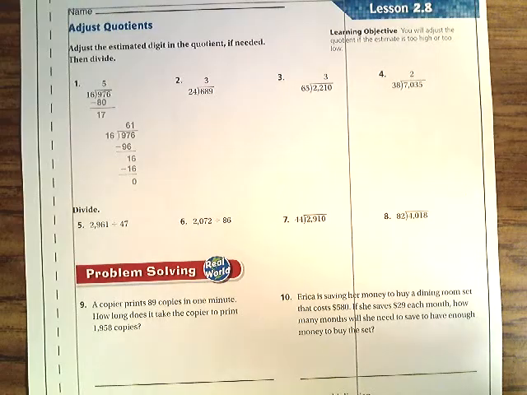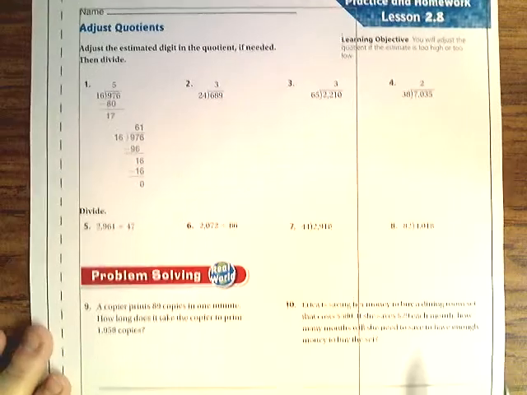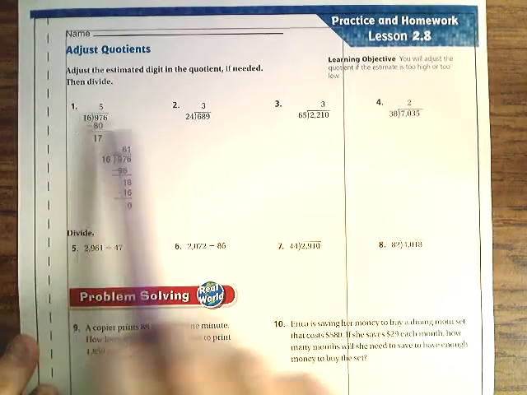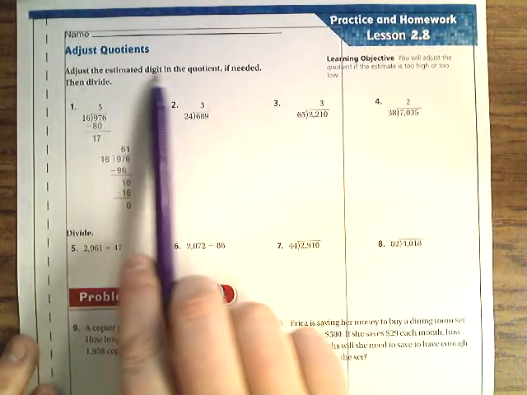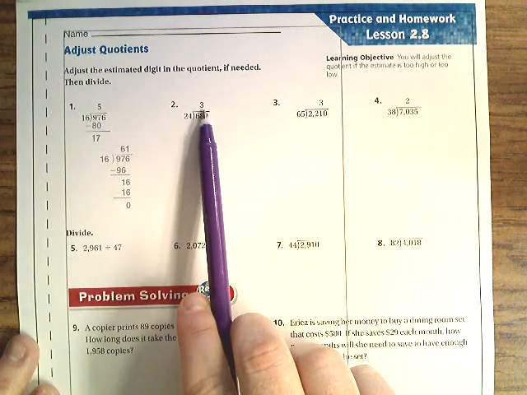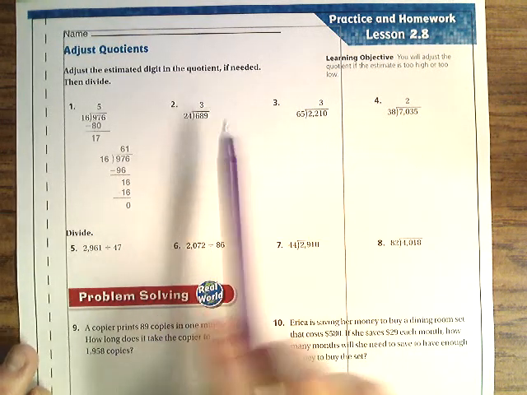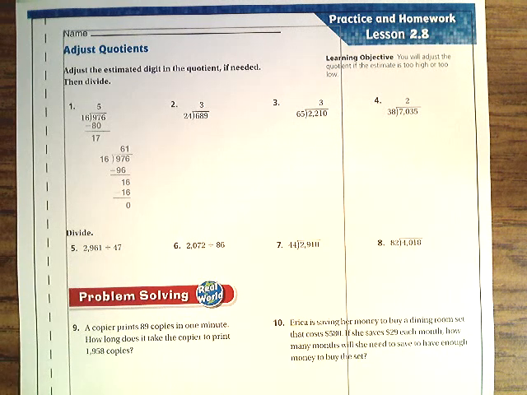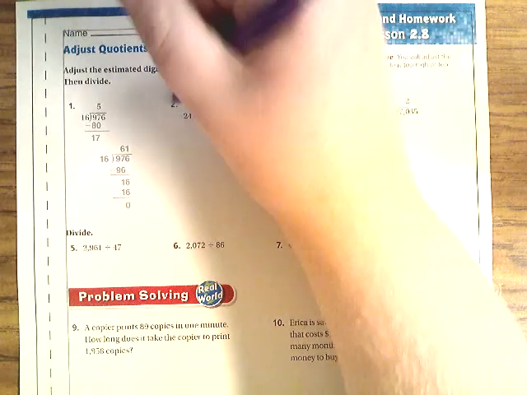So I'm going to go ahead and assign your practice problems since this is pretty much a review, okay? On these ones, 2 through 4, it says adjust the estimated digit in the quotient if needed, then divide. So that number might be wrong and you might have to make some adjustments, okay? They're just trying to trick you. I want you to do number 2.